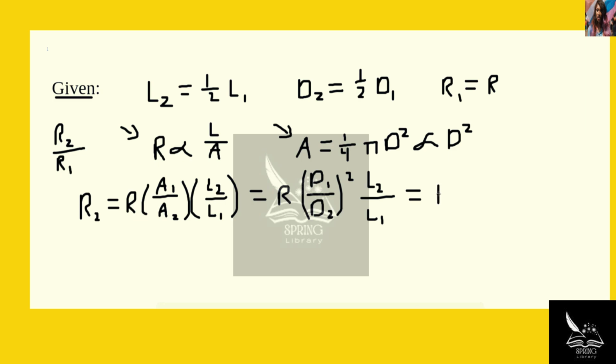So this is R times 2 squared times 1/2, which is equal to 2R. So the resistance of the second wire is 2 times the resistance of the first wire. We'll box that in as our solution.